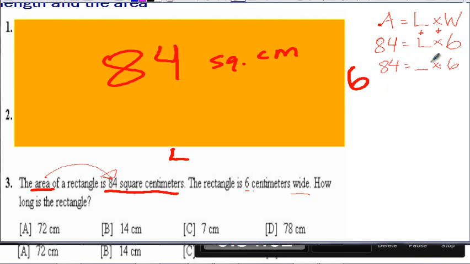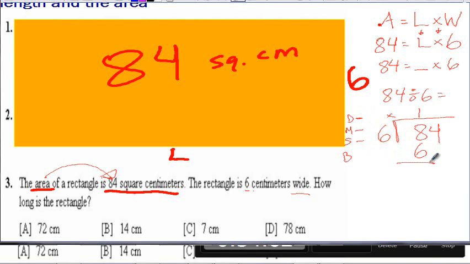So the turnaround fact to 84 is 84 divided by 6. Let me set it up correctly: 6 divided by 84. How many times does 6 go into 8? Once. Divide, multiply, subtract, bring down. 6 into 8 goes once. Multiply. 1 times 6 equals 6. The answer goes beneath the number we're working on. Now we subtract. 8 take away 6 equals 2.